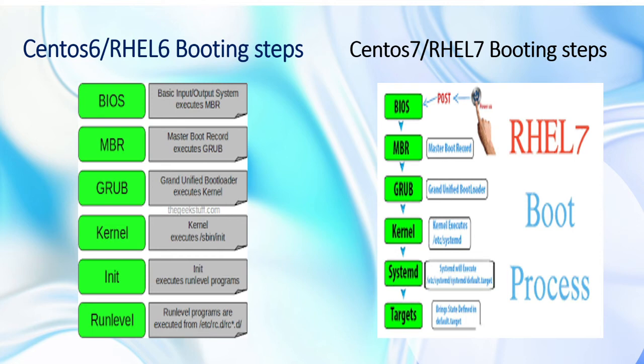Run level 0 will shut down your system. You can find in /etc/rc0.d the program which is written to shut down the system. Run level 1 is single user mode. This is basically used for maintenance purposes.